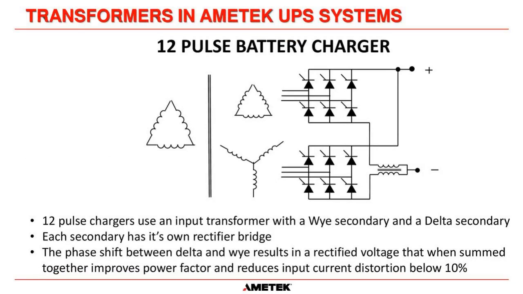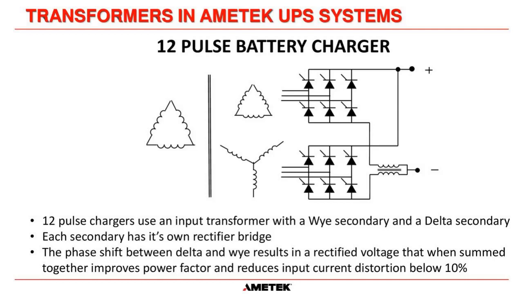Sometimes we see an application where the client wants to minimize input current distortion, and they're really concerned about the power factor presented by the rectifier. When that happens, we build what we call a 12-pulse rectifier, and that uses on the secondary of the transformer a delta secondary and a Y secondary. Each feeds its own rectifier bridge.